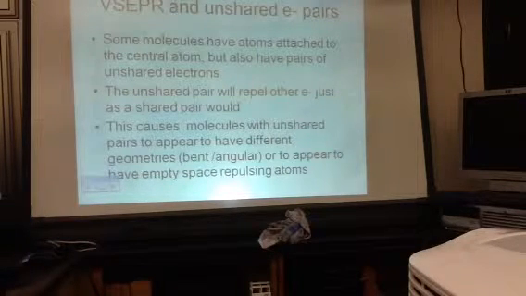Because that's as far away from one another as they can get. But because we've got these 2 unshared pairs on the central atom, these things bend up, and we have a different shape. So you have to consider unshared pairs when you're thinking about geometry. Now, unshared pairs on non-central atoms don't change geometry. The geometry is changed by unshared pairs on the central atom.